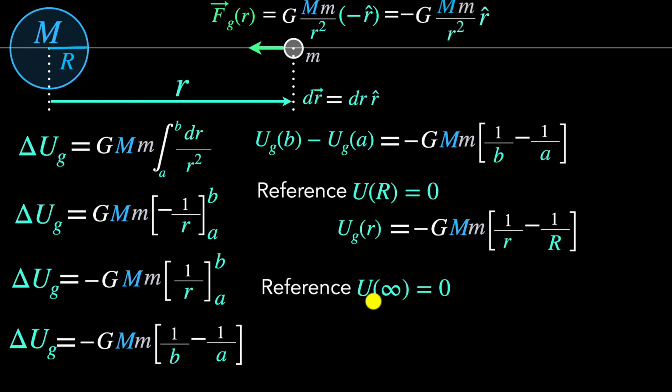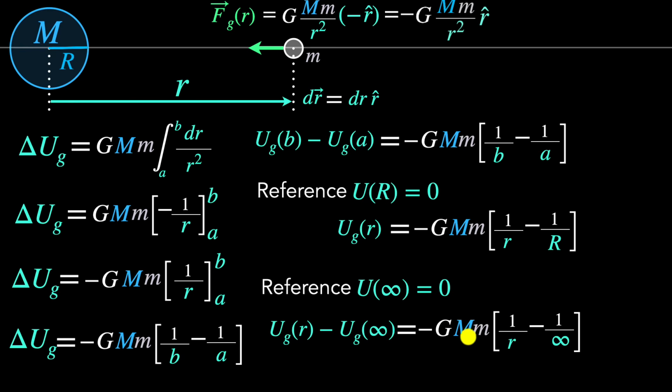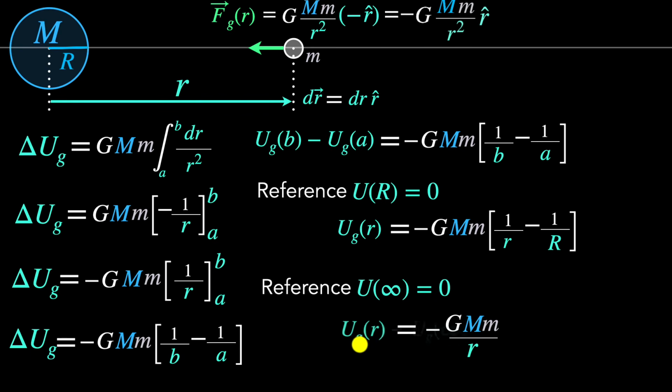Well, let's see. Again, let's substitute B is equal to small r, what we want, and A is equal to infinity, and let's see what we get. So we will get U of r minus U of infinity equals minus GMm into 1 over r minus 1 over infinity. Now remember, think of infinity as a very large number compared to small r. Then this number will be very tiny compared to this one. And so look, our expression simplifies and we get minus GMm divided by r. And since this is 0, this becomes our expression for potential energy.